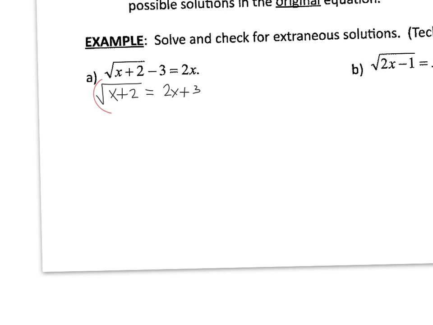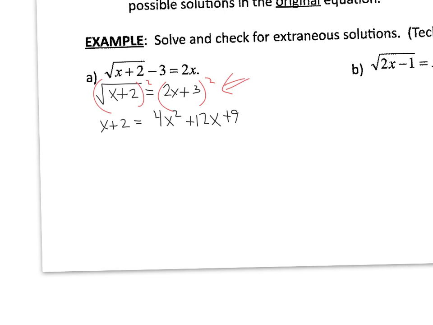Then I'm going to square both sides. But look, this time you're squaring a binomial, so you have to FOIL it out. You have to do 2x plus 3 times 2x plus 3. So this is going to be x plus 2 equals, then this part FOILed out is 4x squared plus 12x plus 9.